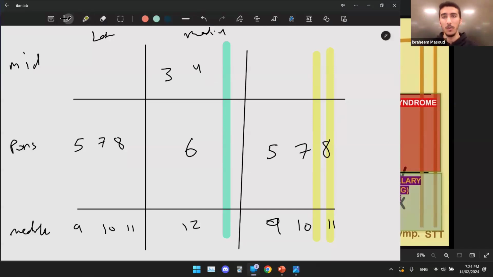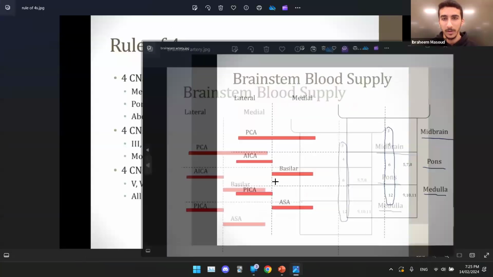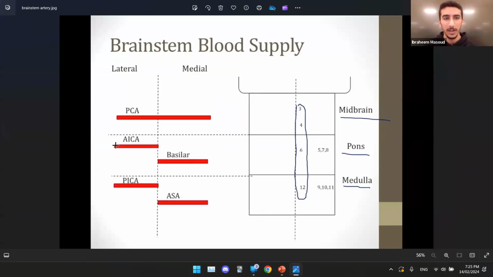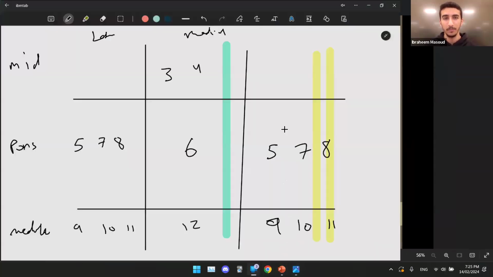Okay. Now, wait, we're not done actually. The arteries, guys, the arteries. Let's put the arteries. Do you guys know where the arteries go? Okay, there is another picture. Let me open it. It's a beautiful picture. See this picture? PCA here, ICA, basilar, and then PICA and ASA. You guys know what those are? Okay, let's go back to my drawing. So, the midbrain, PCA, posterior cerebral artery. All of it by PCA. Just memorize it.